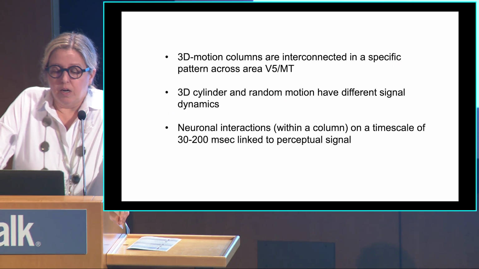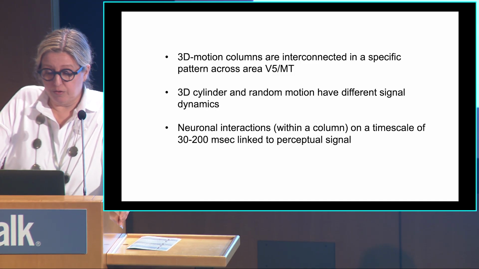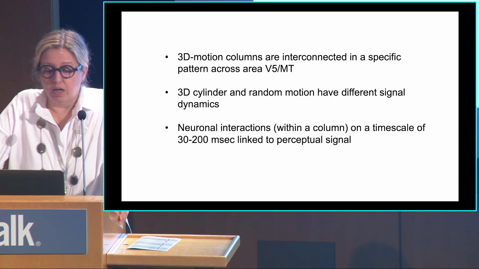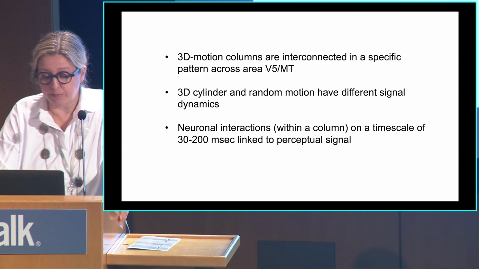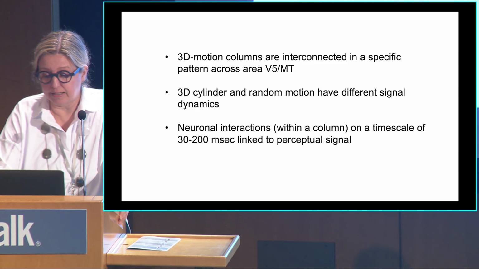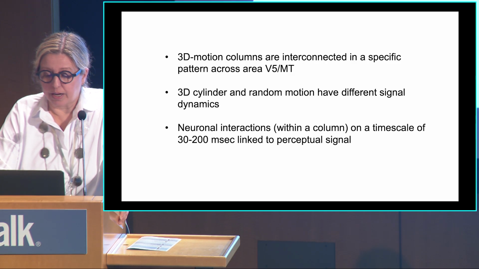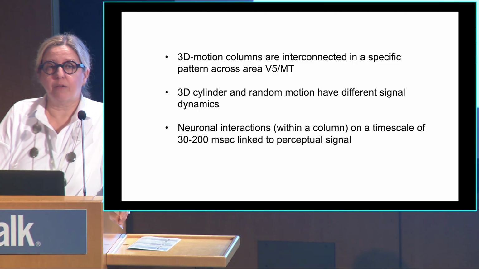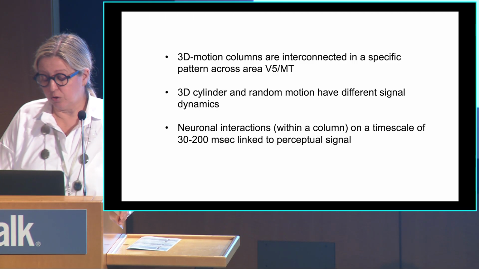So 3D motion columns are interconnected in a specific pattern across V5MT and form a network. CD cylinder and random motion have different signal dynamics, and the neural interactions within a column on a long time scale between 3 to 200 milliseconds are linked and predict a perceptual signal. So, can it tell us how we have to integrate these sites across nodes potentially in order to arrive at the percept, and how to recreate it?